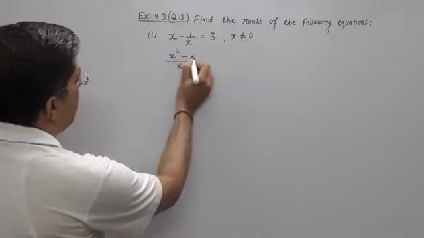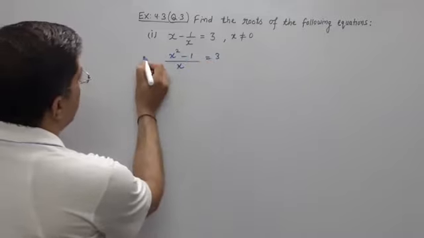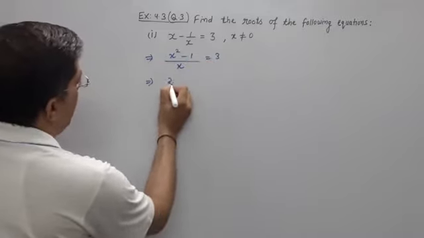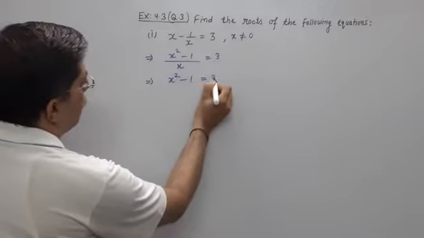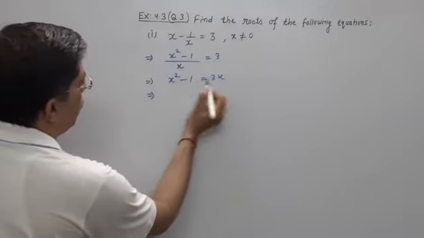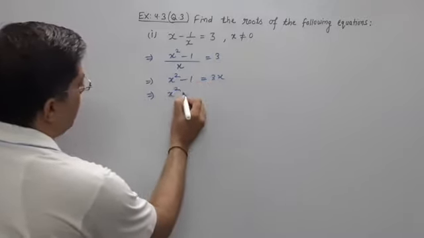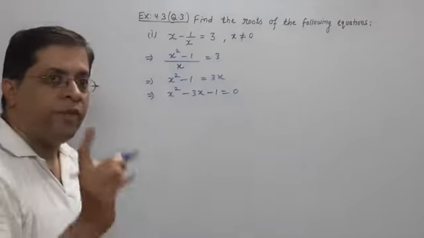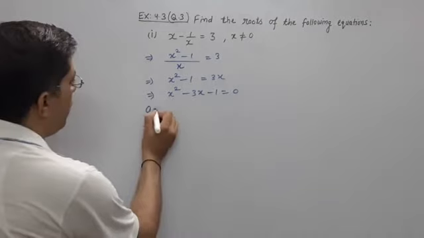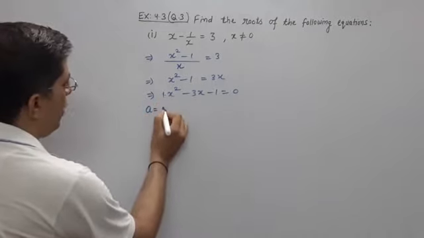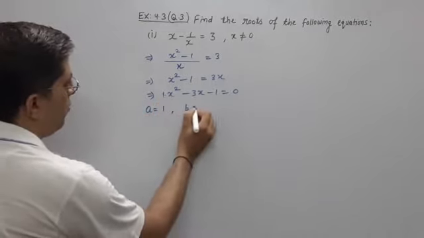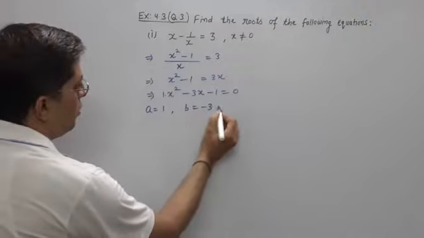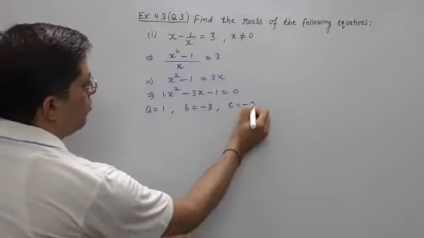x square minus 1 is 3. Then cross multiply. This is the cross multiplication. Now what to do? Send 3x this side. This is minus 3x is equal to 0. Then see, a is what here? Coefficient of this x square is a. B is minus 3. Okay, C is your minus 1.